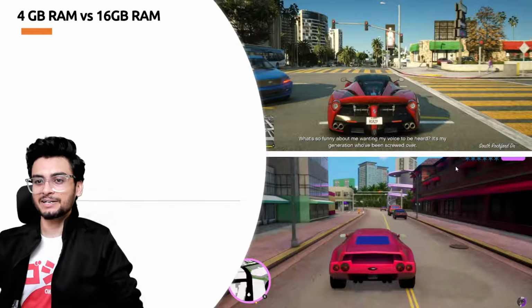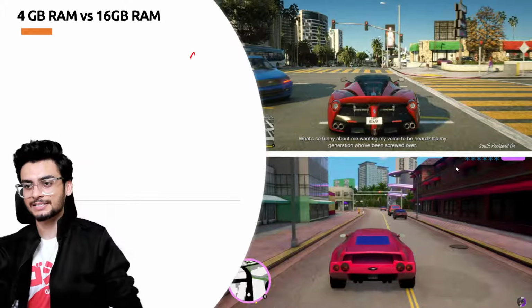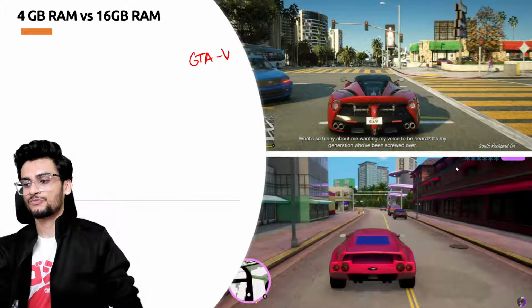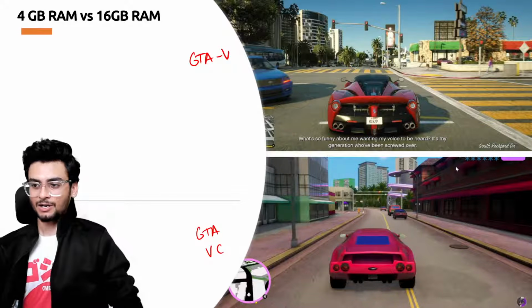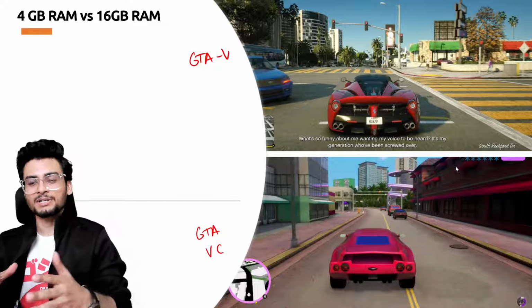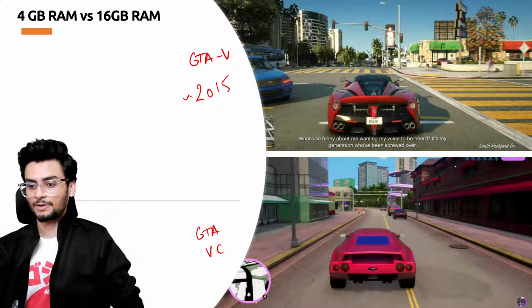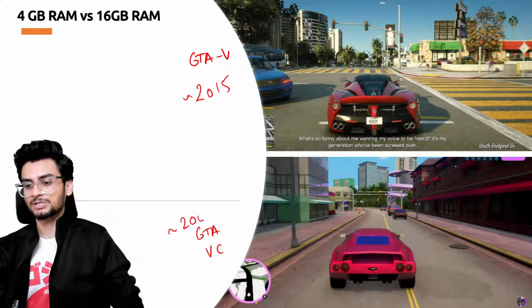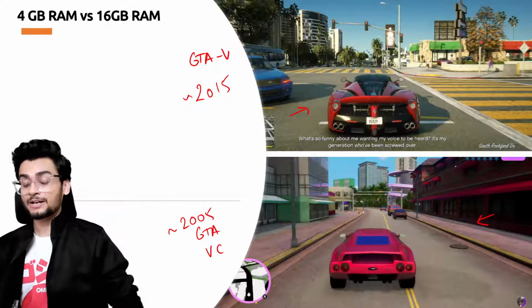Similarly, if you are playing a game, for example, if you might know what game this is, your GTA 5, and this is your GTA Vice City. All right, so these were released about 10 or 15 years in gap. This was released in about 2015 and this was released around 2005. So now if you look at the quality of the graphics, they are quite different.